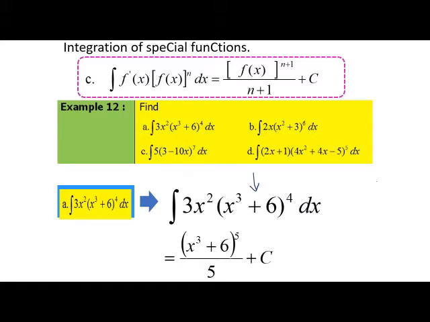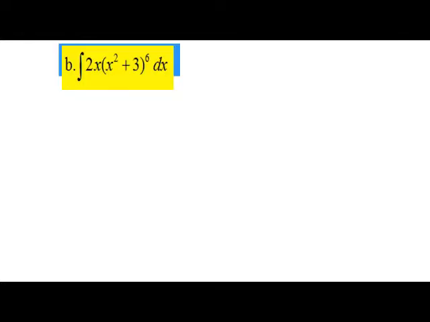And then after we substitute into this correct formula, we're going to have f(x) here is x cubed plus 6 bracket to power of n plus 1. So n here is 4, 4 plus 1 is 5, and then divided by n plus 1, n plus 1 also 5, plus c. For part B here, the integration of 2x bracket x squared plus 3 bracket to power of 6 dx here.